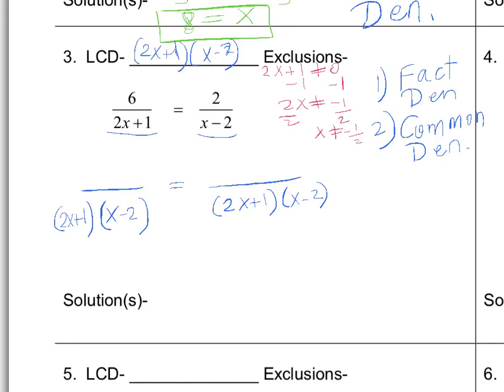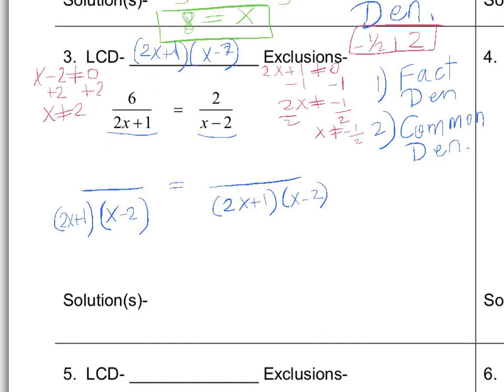So the first exclusion means that negative half cannot be one of your solutions. You cannot have a negative half in the denominator, because 2 times negative half would be negative 1, and negative 1 plus 1 would be 0. And you cannot have a 0 in the denominator. Now, the other exclusion is x minus 2 should also be different from 0. So you add 2. So x should be different from 2.